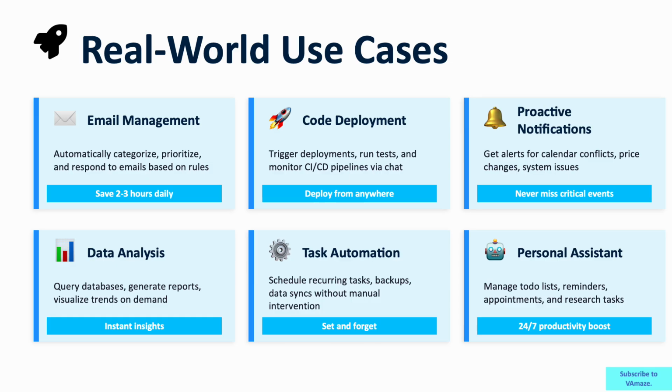Use case 5, task automation. Backups, data syncs, report generation, system health checks, all the routine tasks that need to happen regularly but don't need human oversight. Set up your automation rules once and then forget about them. Your agent handles it 24/7. This is the set and forget promise of intelligent automation.